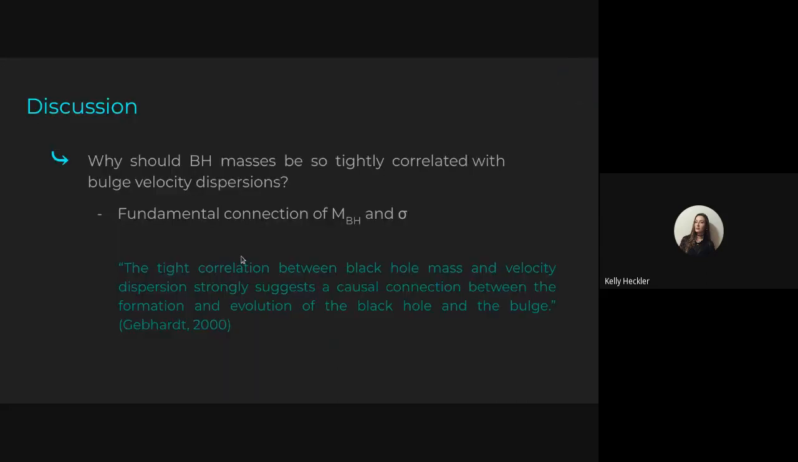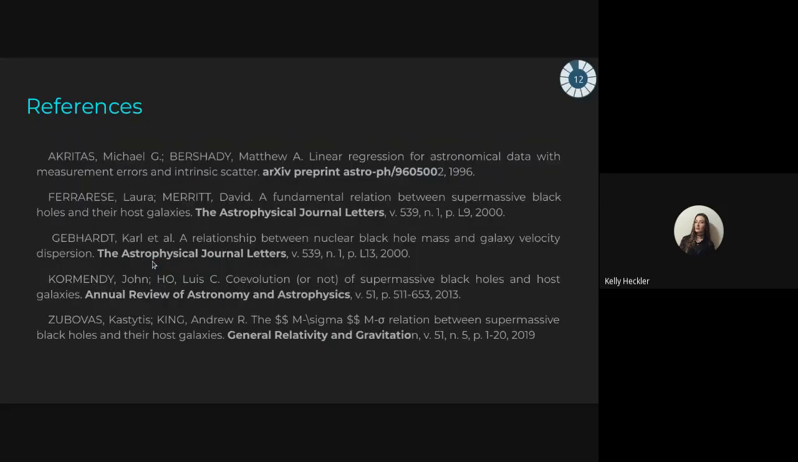So, one of the questions is, why should black hole masses be so tightly correlated with bulge velocity dispersions? The authors suggested that there is a fundamental connection between the black hole mass and bulge mass, with sigma as a good predictor of supermassive black hole masses. And actually, there is a relation.